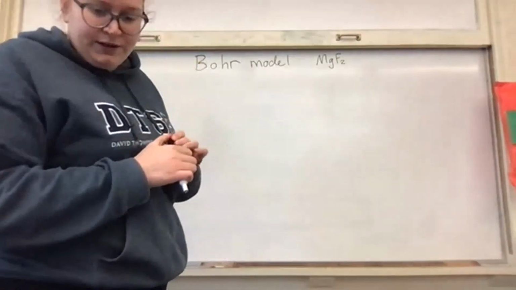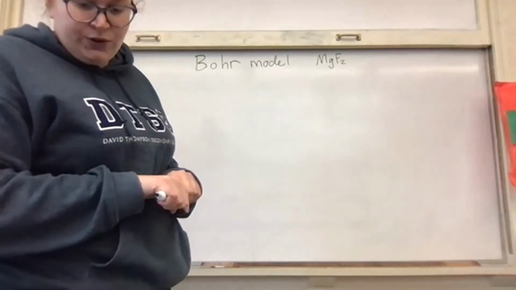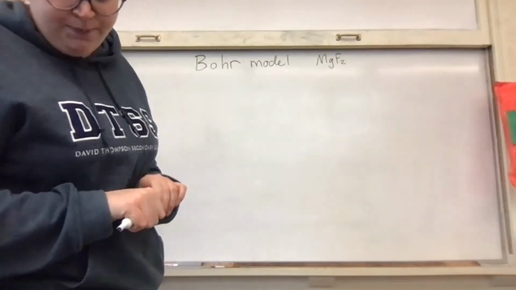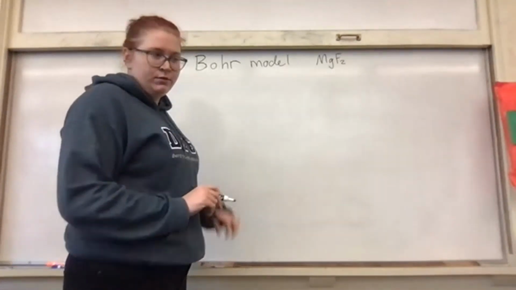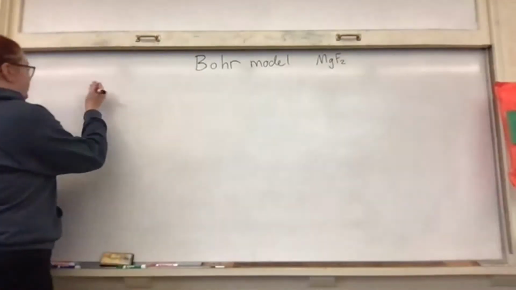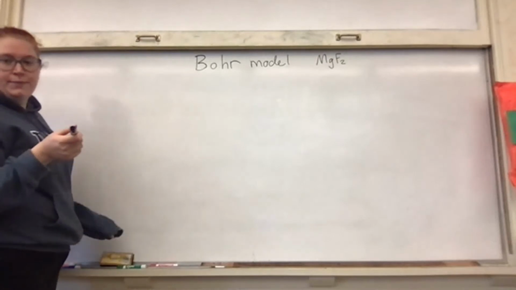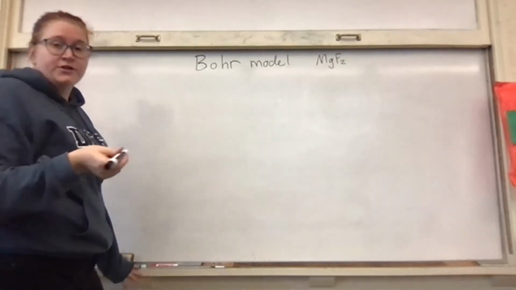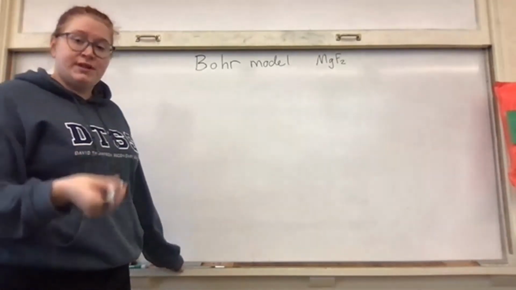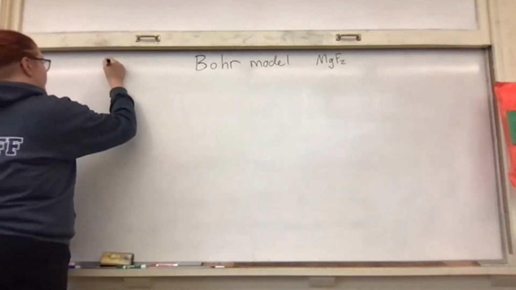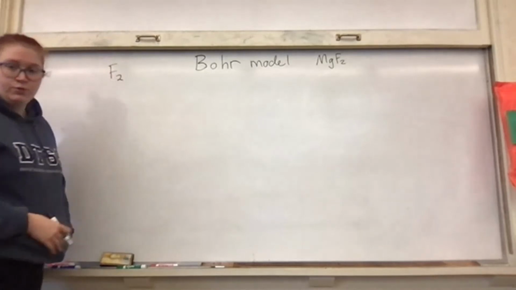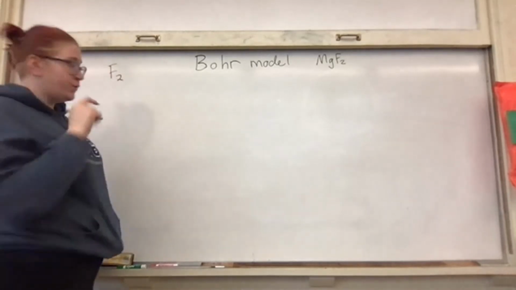All right, so let's start off with a simpler one. Let's do fluorine. Actually, some of our elements are something called diatomic, which means that they will bond with themselves. So let's do fluorine, which will bond with itself, and I'm going to show you why.